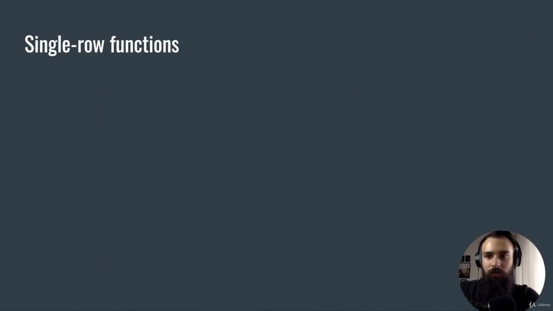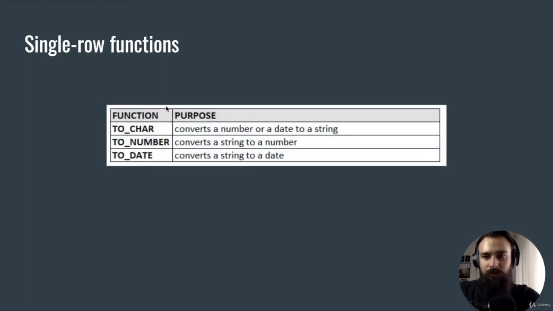The next group of single row functions is this one, to char, to number, and to date. These functions are able to convert columns into a different data type. To char will convert a number or a date to a string, to number will convert a string to a number, and to date will convert a string to a date.